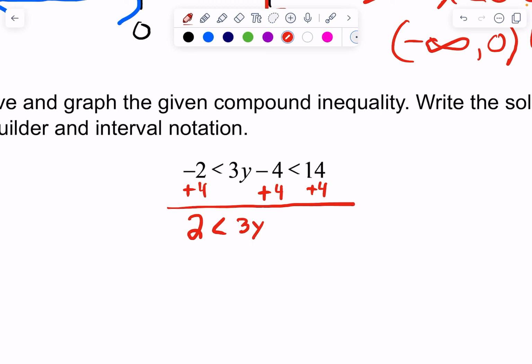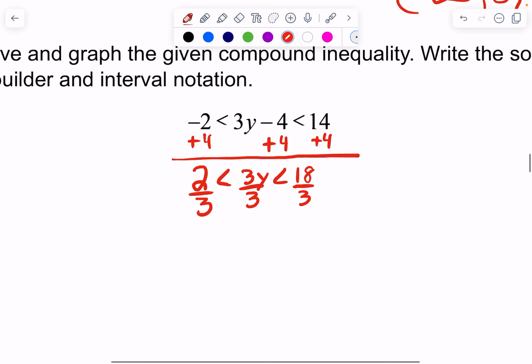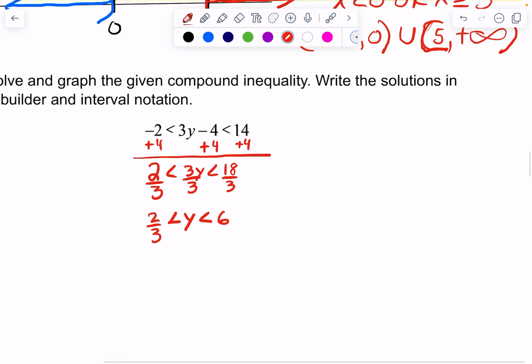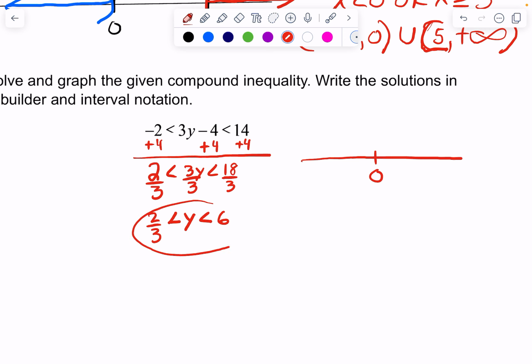We got a 3y over here, and this is 18. I'm going to divide by 3 again to both sides. And y would be greater than 2/3 and less than 6. When there are no words, and is the implied word here. So let's go ahead and now graph it. So we've got our set builder right here. Now let's graph it to make our interval notation a little bit easier.